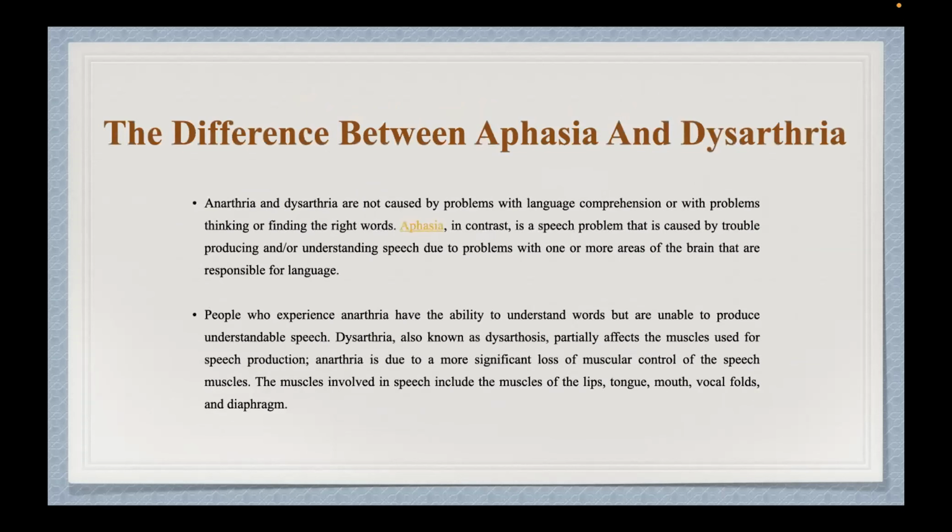So, the difference between aphasia and dysarthria. Dysarthria is not caused by problems with language comprehension or with thinking or finding the right word, but by a problem with articulation. Aphasia is basically a speech problem caused by difficulty in producing or understanding speech, but dysarthria is due to an articulation defect. The person knows the word, knows how to speak, but because there is a problem in articulation, the words come out different, and the person is not able to be understood.